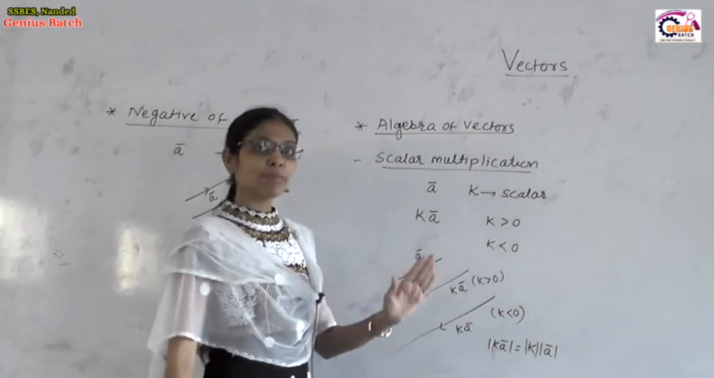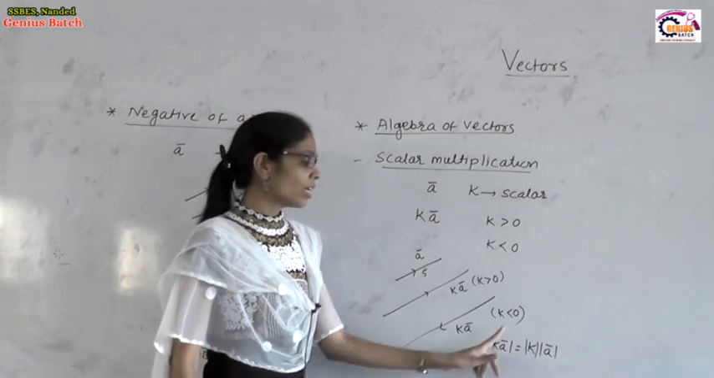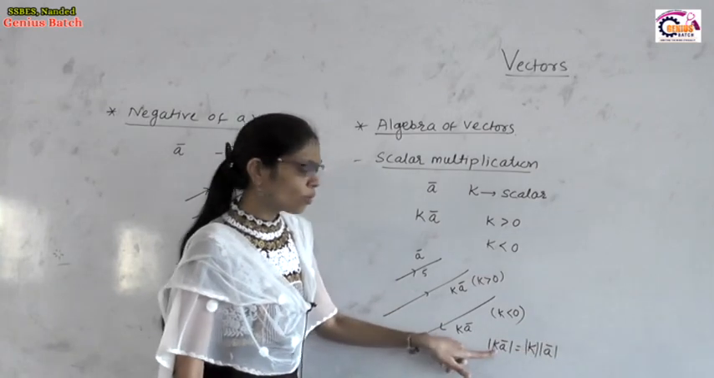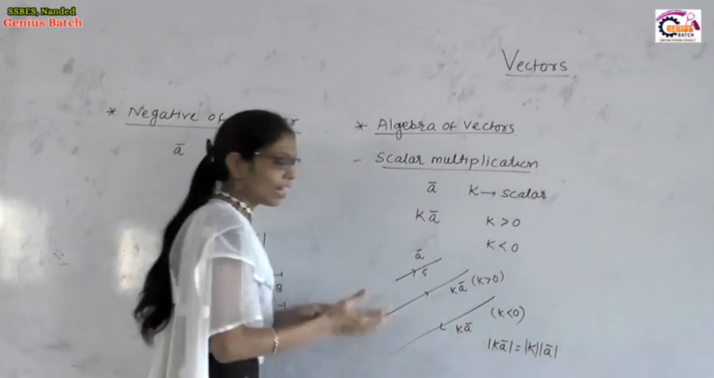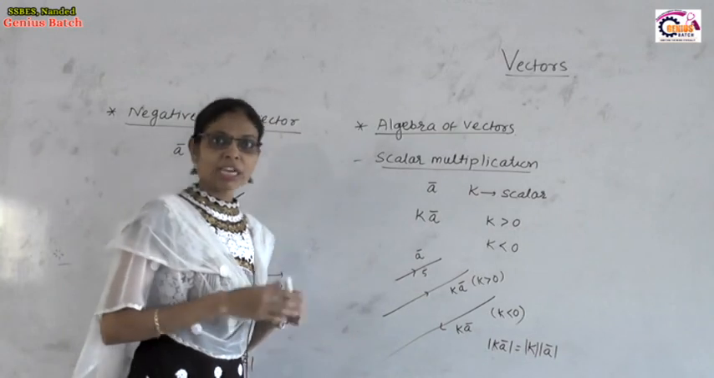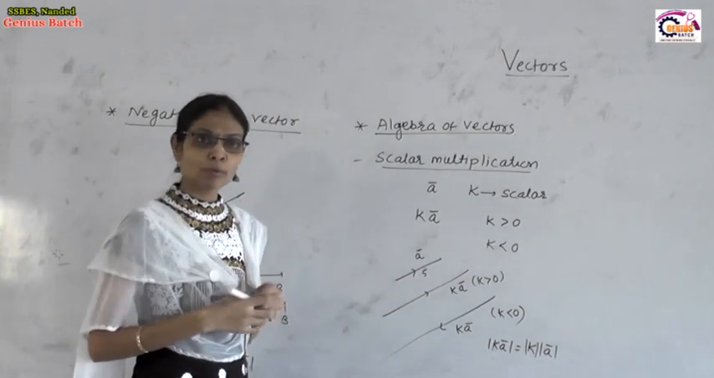We are taking its absolute value. So magnitude of k vector A is mod of k into magnitude of vector A. So magnitude of k vector A is k times magnitude of vector A, and direction depends upon the sign of scalar k. If it is positive, it is in same direction. If it is negative, it is in opposite direction.